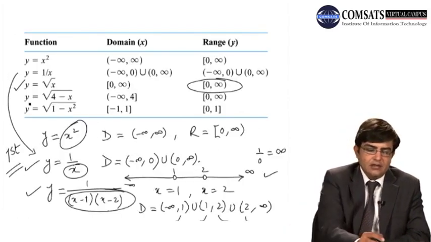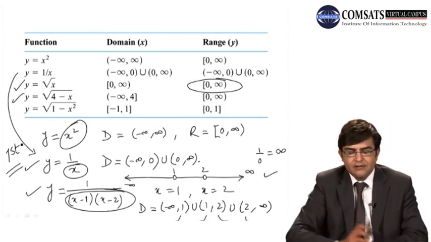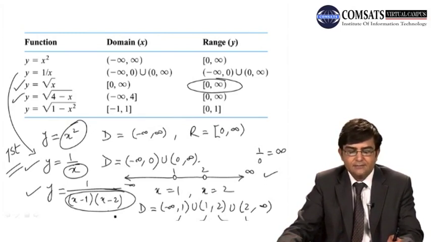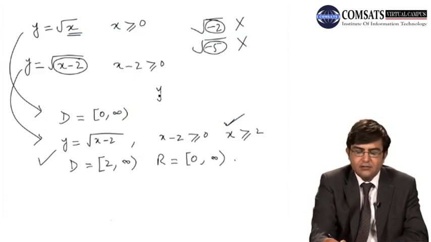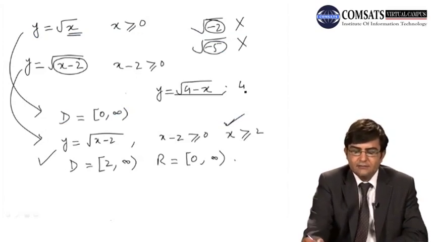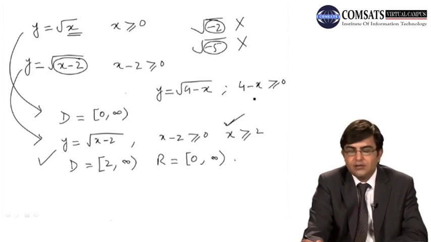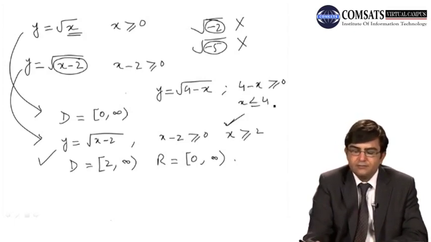Similarly, you can see how to find the domain of this function, 4 minus square root of 4 minus x, y is equal to square root of 4 minus x. Now 4 minus x must be greater than or equal to 0, because in the square root we must always have a positive real number. So it means x is less than or equal to 4.